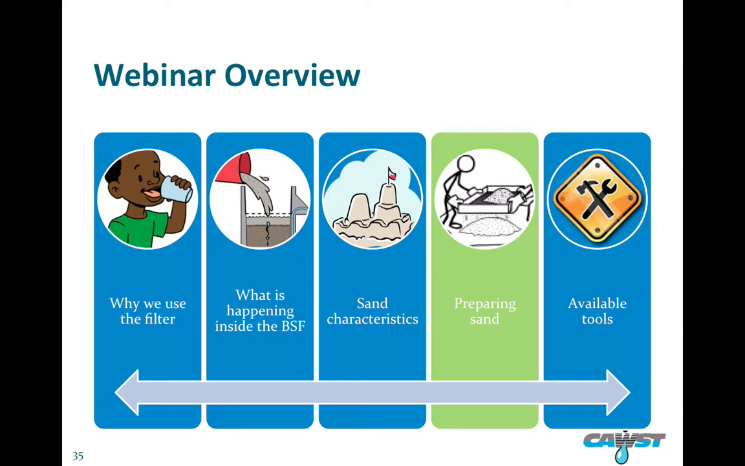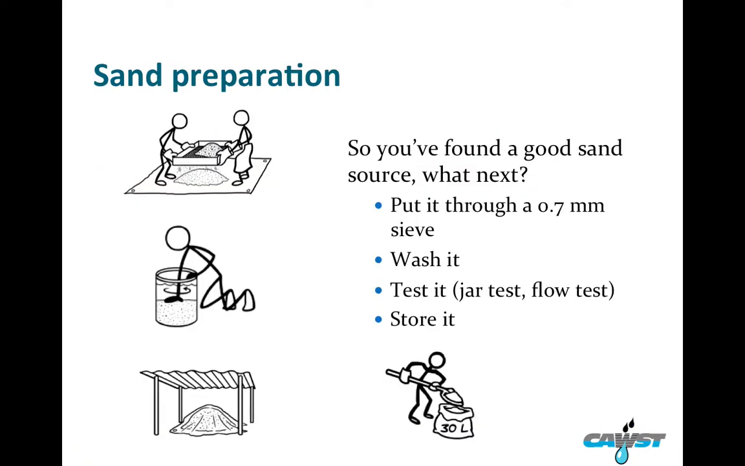Now, the step-by-step instructions about how to prepare the filter sand are in your biosand filter manual. And I think that it is also explained very nicely there. So we're going to move rather quickly through this next bit. So you found a good sand source. What is next? You start by sieving the sand through a 0.7 millimeter screen so that your maximum grain size is no more than 0.7 millimeters.